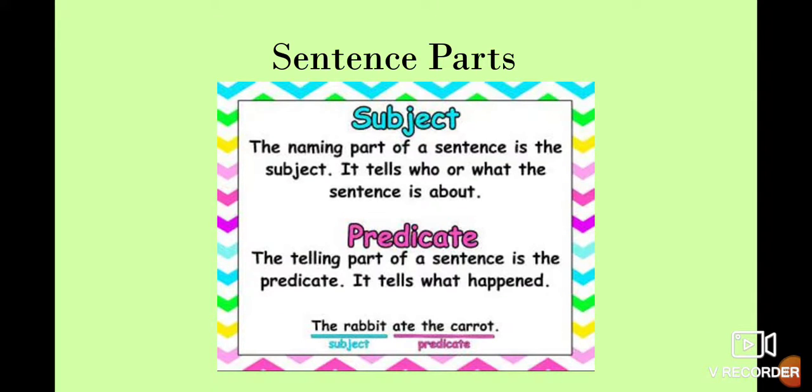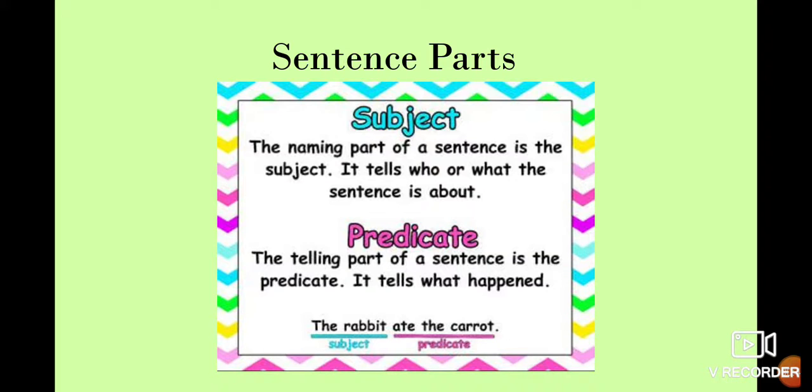Okay, let's start. First, we identify the parts of a sentence. In this case, the sentence parts are the subject and the predicate. The subject is the naming part of a sentence. It tells who or what the sentence is about. And the predicate is the telling part. That means it tells what happened with the subject.